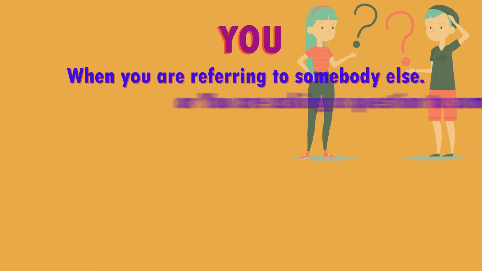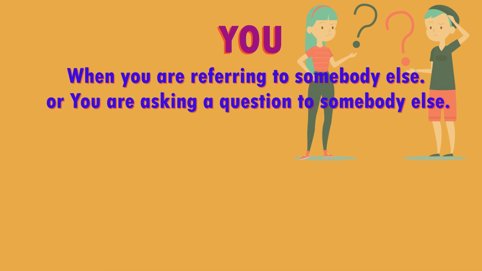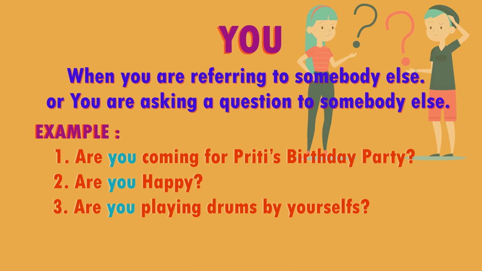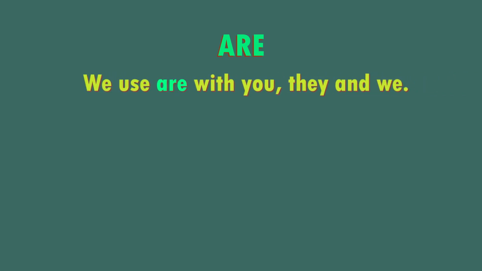And we use you when you're referring to somebody else or you are asking a question to somebody else. For example, are you coming for Preeti's birthday party? Are you happy? Are you playing the drums by yourself? Are you coming to school today? Etc. We use are with you, they and we.